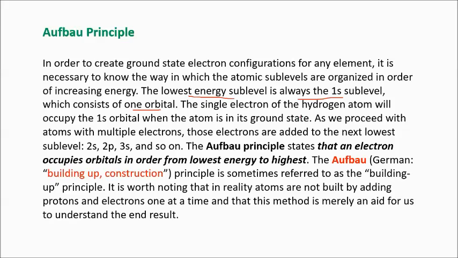So as we proceed with atoms with multiple electrons, those electrons are added to the next lowest level, 2s, 2p, 3s, and so on. So this Aufbau principle states that an electron occupies orbitals in order from lowest energy to highest. The word Aufbau in German means building up or construction. So the principle is sometimes referred to as the building up principle. It is worth noting that in reality, atoms are not built by adding protons and electrons one at a time, and that this method is merely an aid for us to understand the end result.